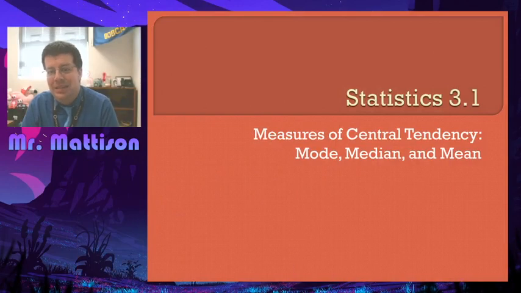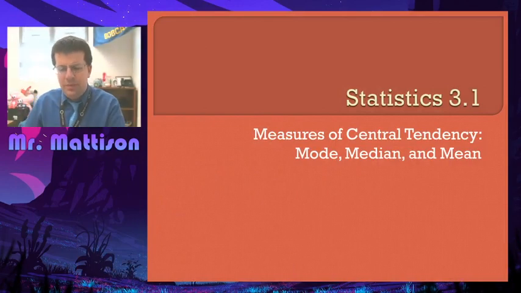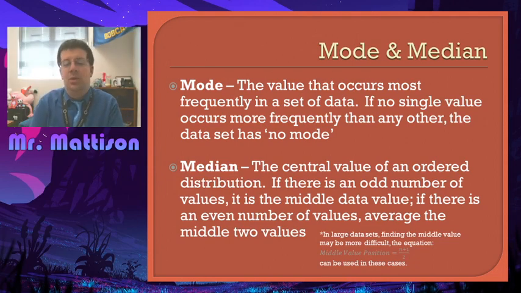This is 3.1. We're going to be talking about means, medians, and modes here. So to start off, we're going to talk about mode and median. These are probably the ones that you have used the least in the past. So mode is effectively the most common answer or most common result you would get. The way that I remember that is mode and most.